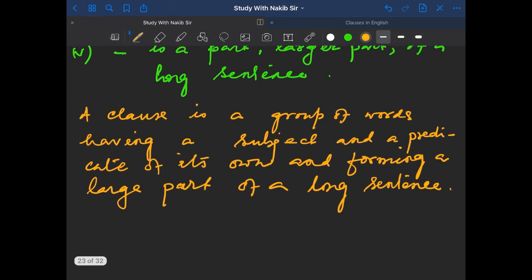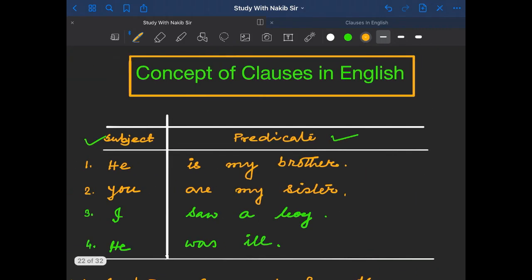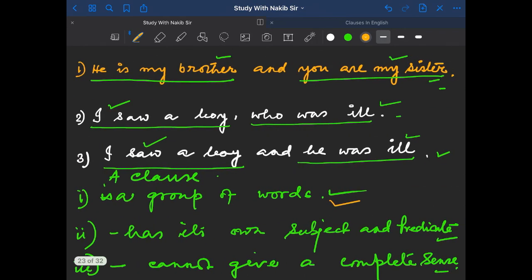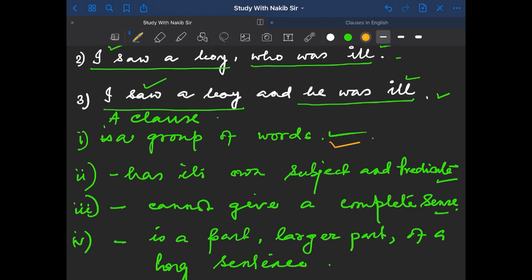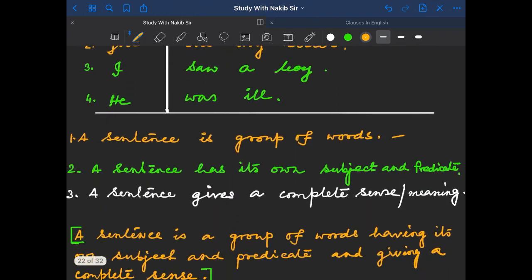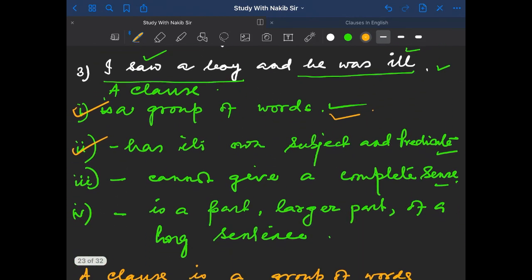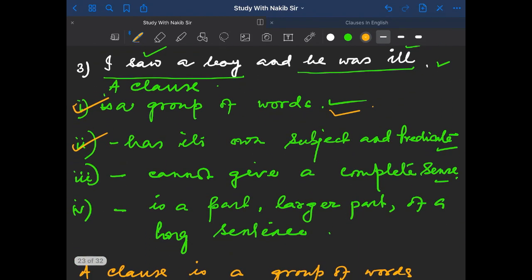Okay, so now you have to understand the difference between a clause and a sentence. What is a sentence? See, a sentence is a group of words. A sentence has its own subject and predicate. Now see here, a clause is a group of words. A clause has its own subject and predicate. So these two parts are the same, both in a clause and in a sentence. And see the third point. A sentence gives a complete sense, but here the third point is saying a clause cannot give a complete sense.